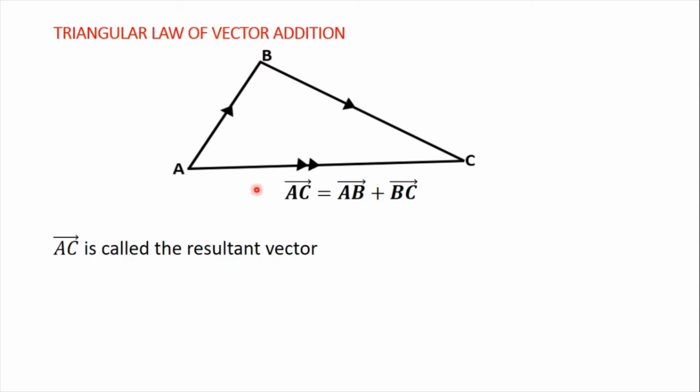When you have this, we call the vector AC the resultant vector, because that is the result you get when you add vector AB to vector BC. So vector AC here is called the resultant vector. If you add vector AB to vector BC, you get vector AC. So AC is the resultant vector.